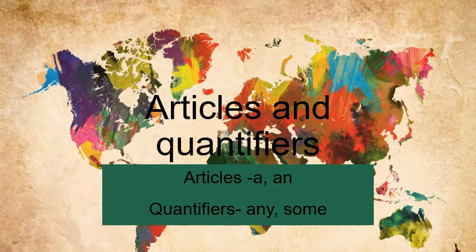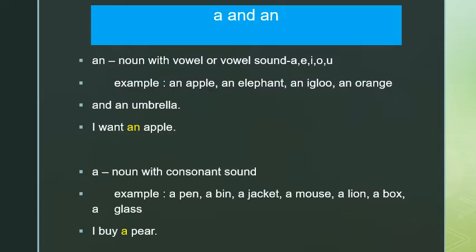Okay, for today we are going to learn about articles and quantifiers. Articles and quantifiers. For articles, a and an, and for quantifiers, any, some. So there are four: a, an, any, some. Okay, let's go to the next slide.